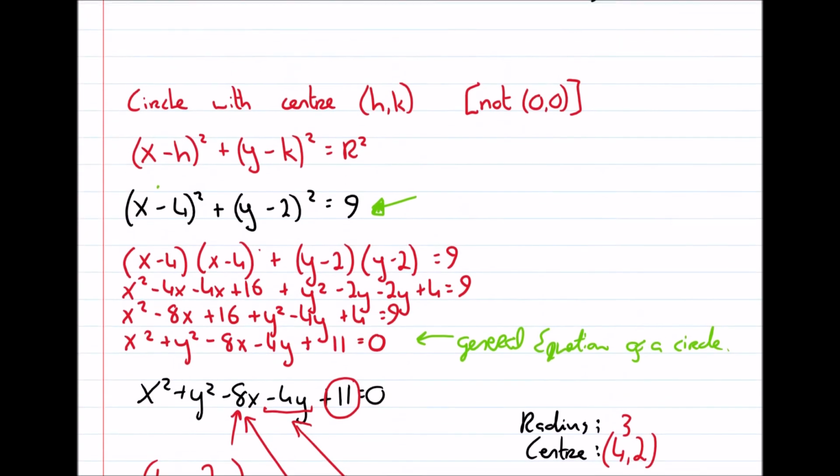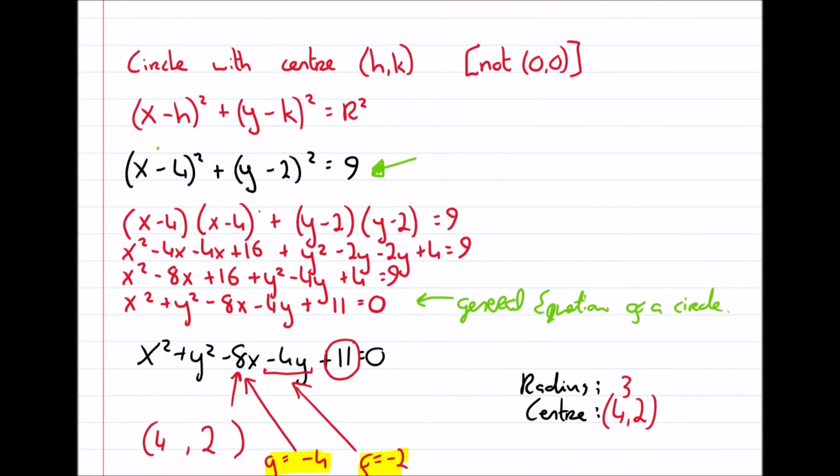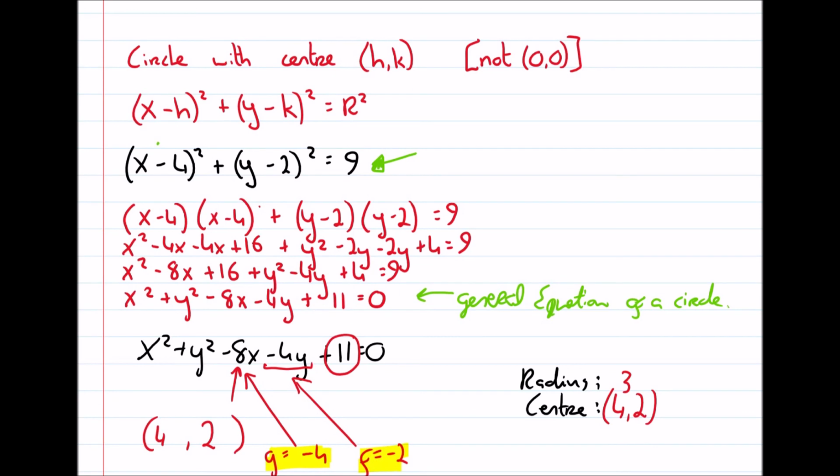And if you remember back here, going way back to this point, I would have said at the very start that the radius was 3 and the centre was 4, 2. So we know we're correct.